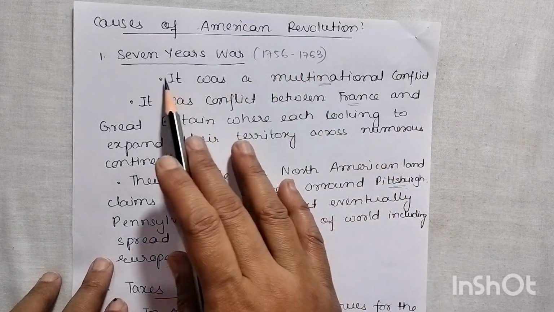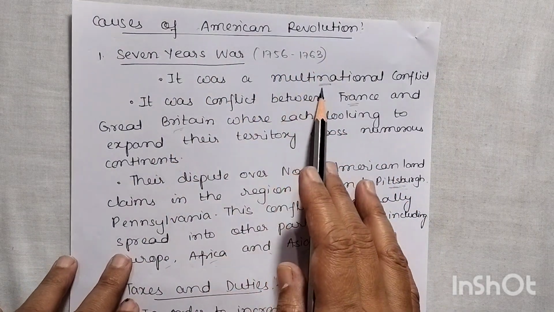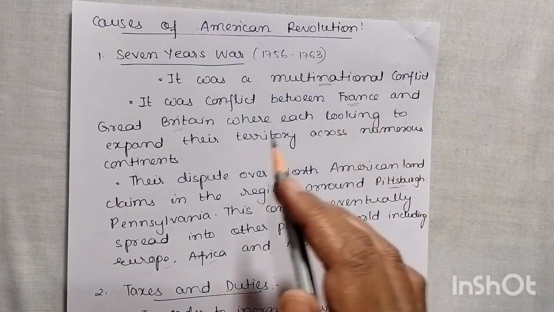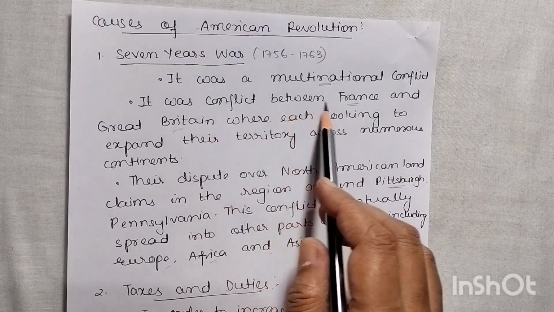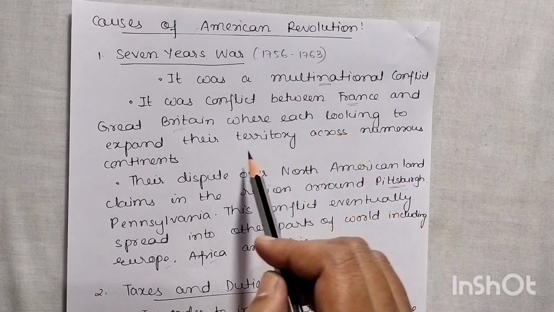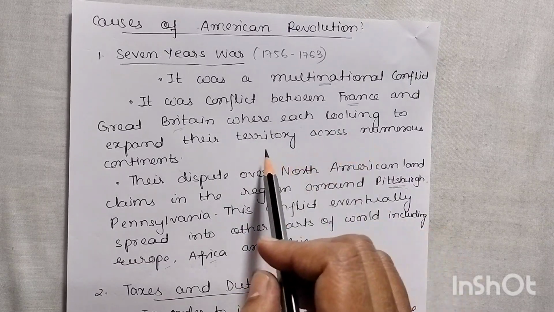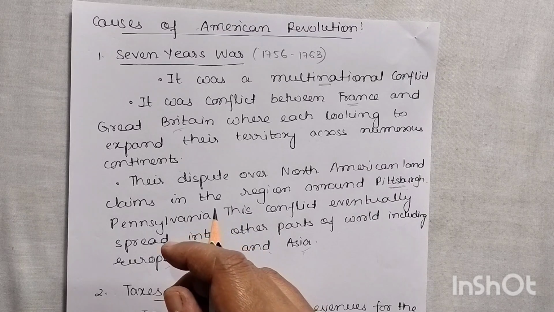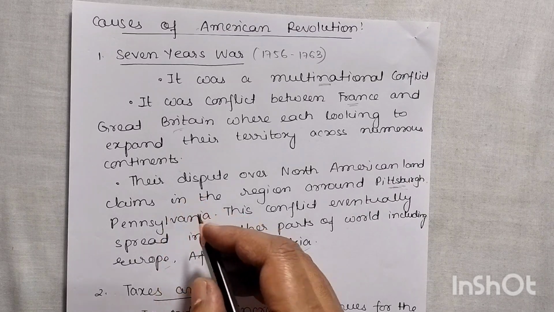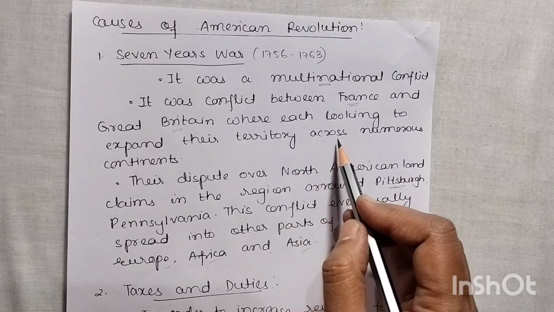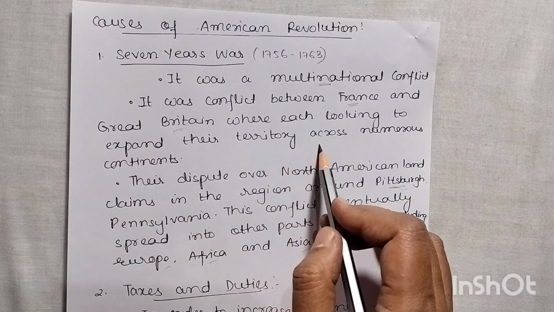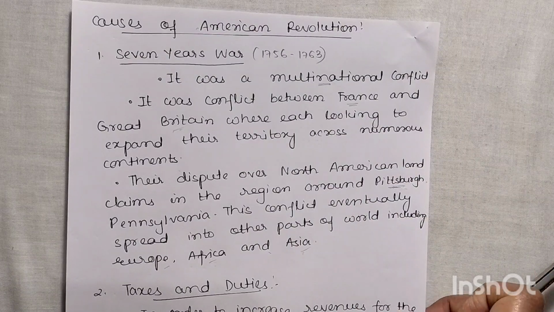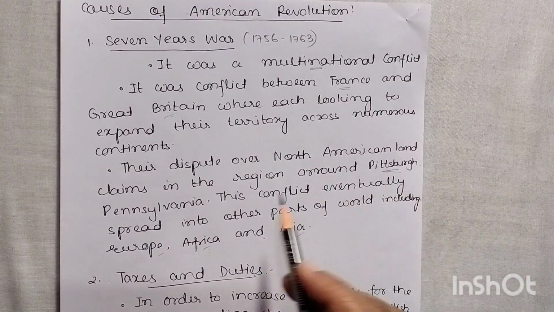As the name indicates, the Seven Years' War was going on. It was a multinational conflict. Many nations were involved, and the conflict was going on among them. The conflict was between France and Great Britain, each looking to expand their territory across numerous continents. Actually, a dispute over frontier policies was going on, and they were not trying to manage the territorial disputes. Instead, they were fighting with each other. They were trying to capture territory and expand their own.